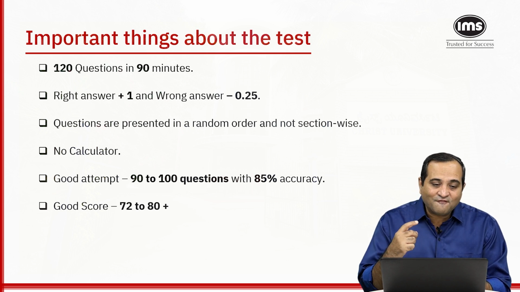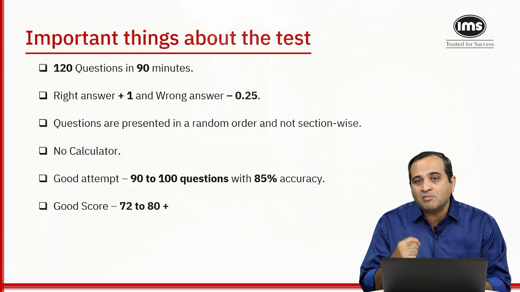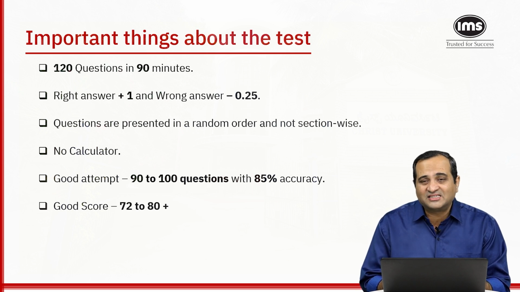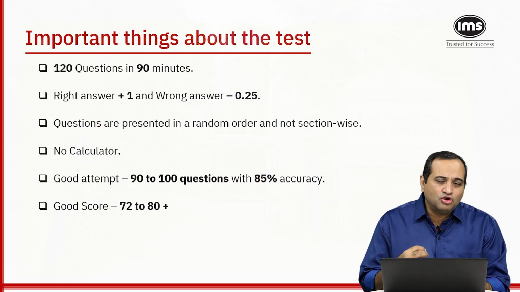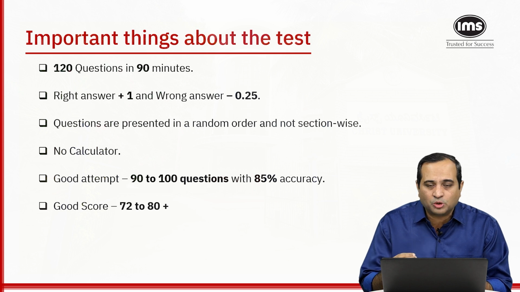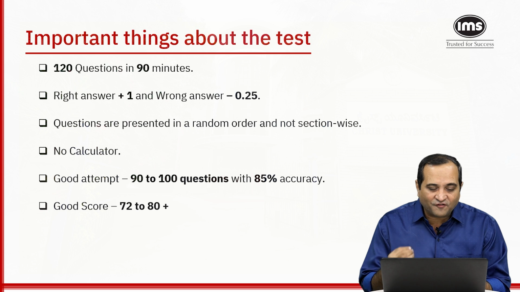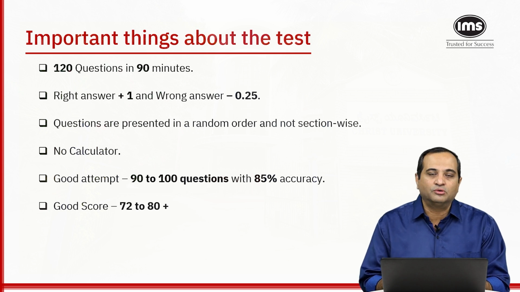So as I said, I have 120 questions, 90 minutes. What do you think would be a good score? A good score would be anything in the range of 70 to 80 plus. Now, for me to achieve 70 to 80, I will have to attempt a minimum of 90 to 100 questions. And since the overall level of difficulty of this test is not very high, you can easily attempt anywhere around 90 plus questions. And if you attempt 90 questions with an accuracy of 85%, I don't think you will find it difficult to score somewhere in that range of 70 to 80.